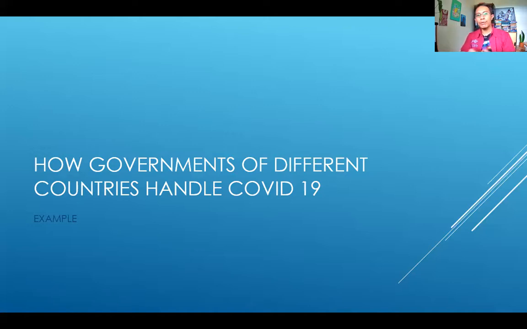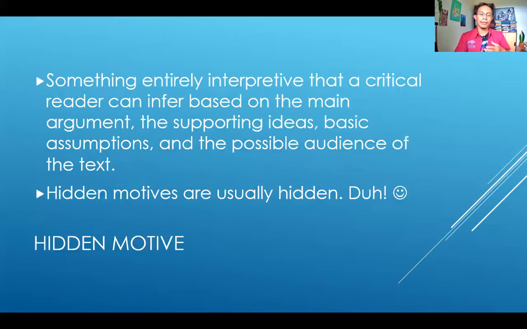Now let's move on to the second topic, which is the hidden motive. Hidden motive is an interpretive thing that a critical reader, us, can infer based on the main argument, the supporting ideas, and the basic assumptions that we can infer, and many other things, including the possible audience of this text.